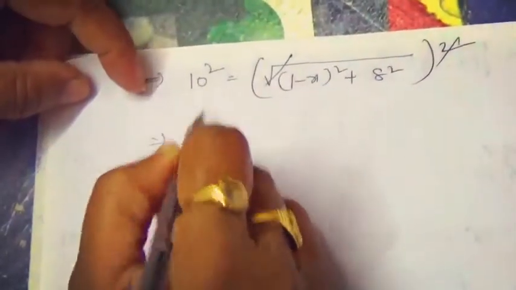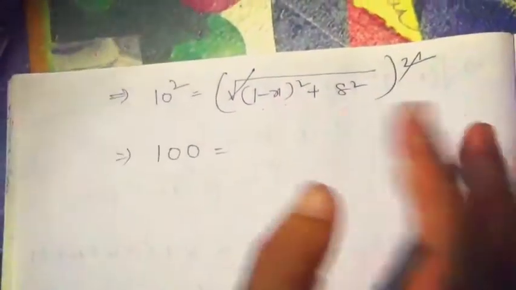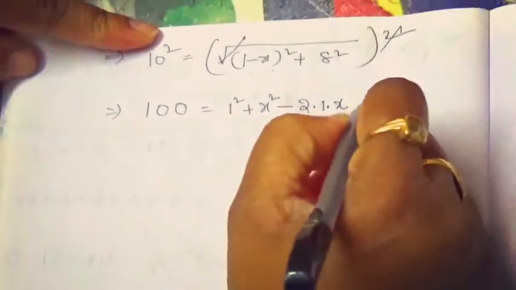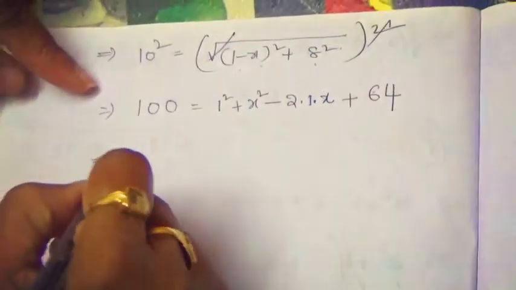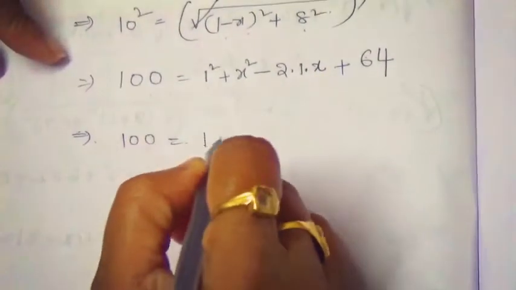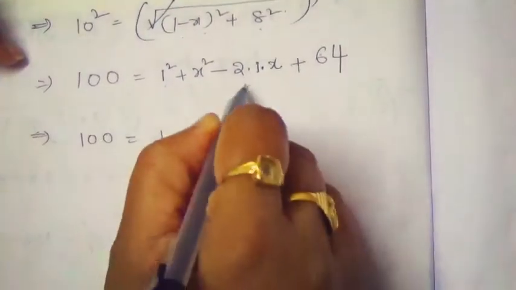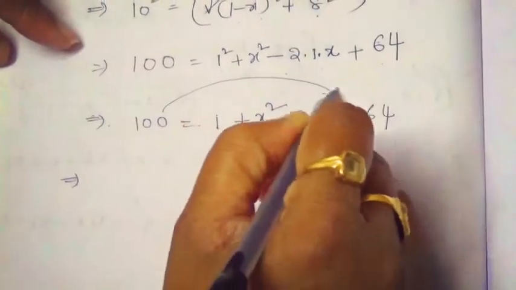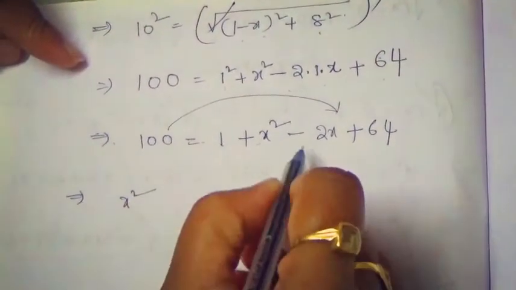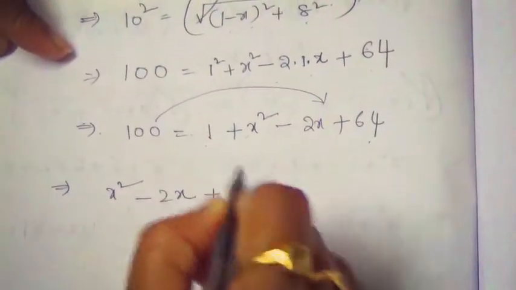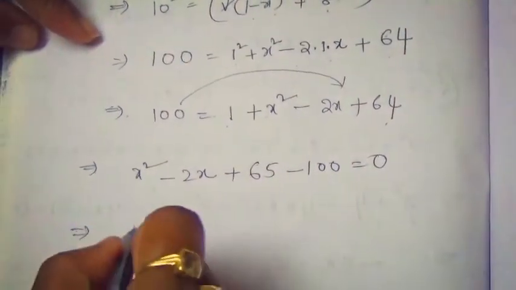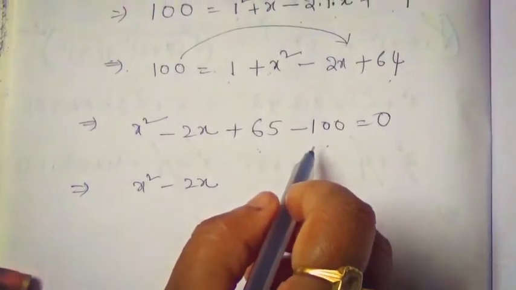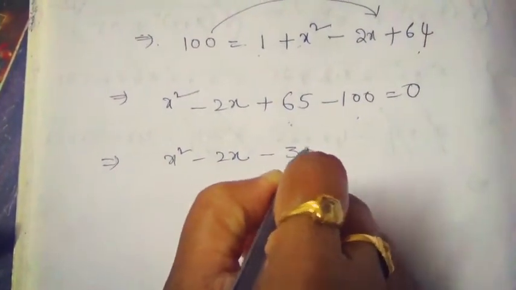So square root cancelled. 10 square means 100 is equal to (1 minus x) whole square, which is in the form of (a minus b) whole square, a square plus b square minus 2ab, plus 8 square means 64. That implies 100 is equal to 1 square means 1 plus x square minus 2x plus 64. Just bring this all into one side. I want to bring this 100 into the other side. So here plus x square is there, minus 2x plus 64 plus 1 is 65, minus 100 is equal to 0. That implies x square minus 2x, when you subtract 65 from the 100, 100 minus 65 is 35, minus 35 is equal to 0.